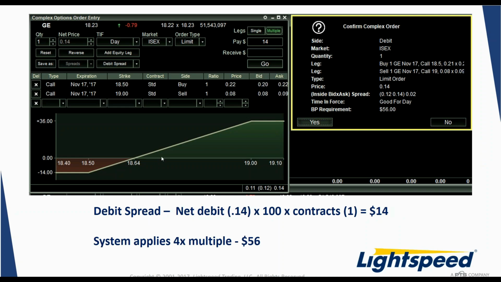Debit spread, quickly here. I didn't want to go into too much in the complex options, but I just wanted to throw an example here. Debit spread, the net debit is 14 cents. I'm buying at 22 cents. I'm selling at 8 cents. So I'm paying 14 times 100 times the amount of contracts, 1. So 14 is my net debit, and my multiple is 4 times, so it's taking out $56 of my buying power since it's the 4 times multiple system. If it was a cash account or non-margin, the cost of that spread would be 14, but since it's margin, the system takes out the 4 times multiple.